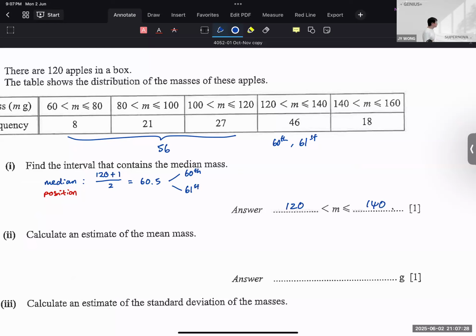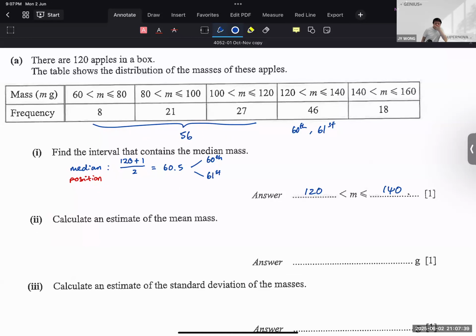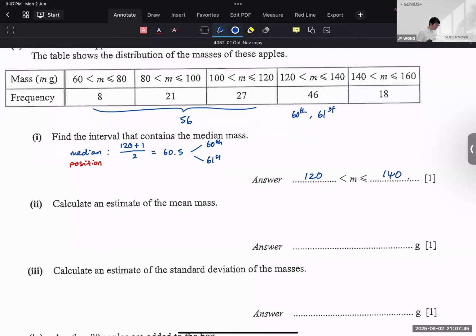Do not confuse your median position with your median value. They are two different things. Okay? Next, calculate an estimate of the mean mass. Your mean here is always an estimate. Why?